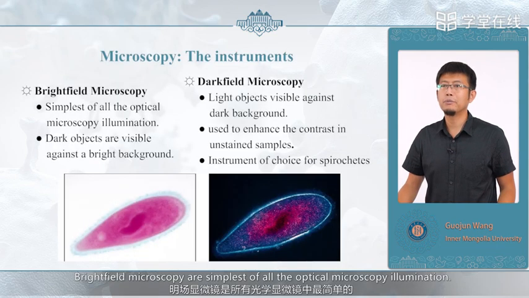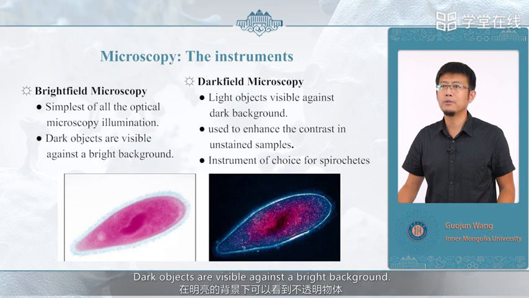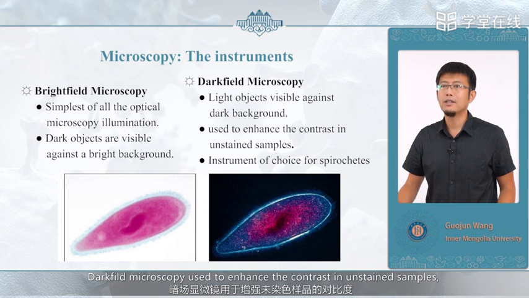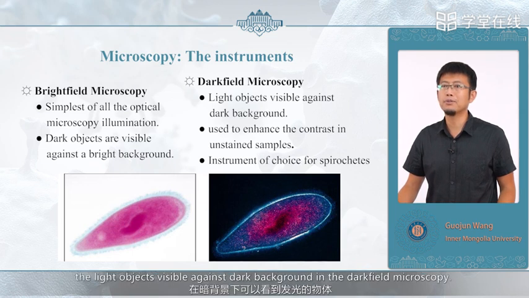Bright field microscopy is the simplest of all optical microscopy illumination techniques. Dark objects are visible against the bright background. The dark field microscope is used to enhance the contrast in unstained samples. The light objects are visible against the dark background in dark field microscopy.